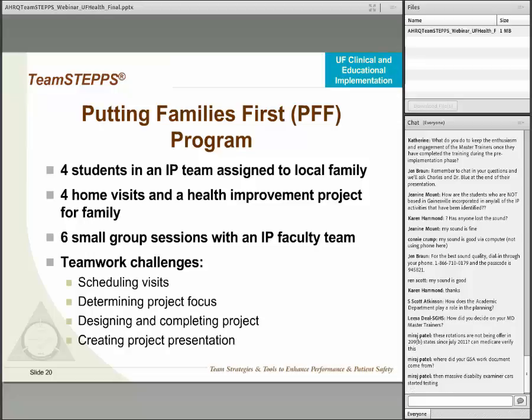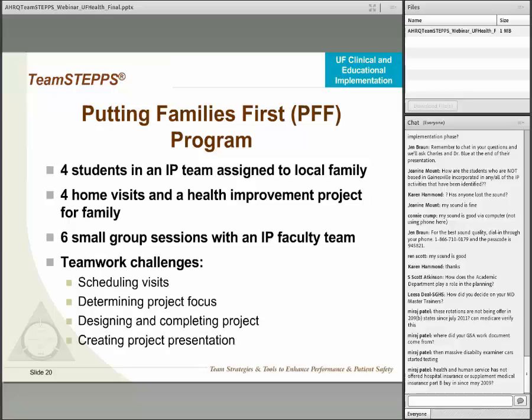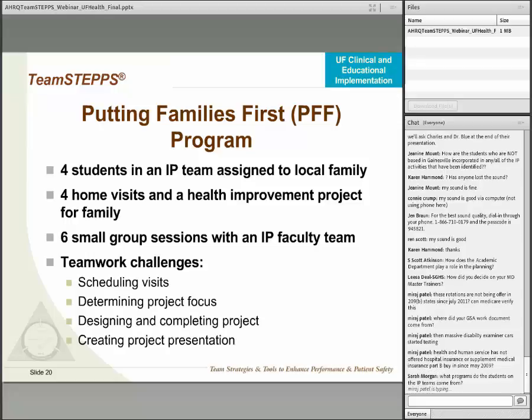We had a group this past year actually get donations and pour a concrete sidewalk for a woman who could, in her electric wheelchair, more easily go from front door to car in order to get to work. So we define that very broadly. And then our students also participate in six small group sessions with an interprofessional faculty team where they're debriefing their home visits and also discussing other content.